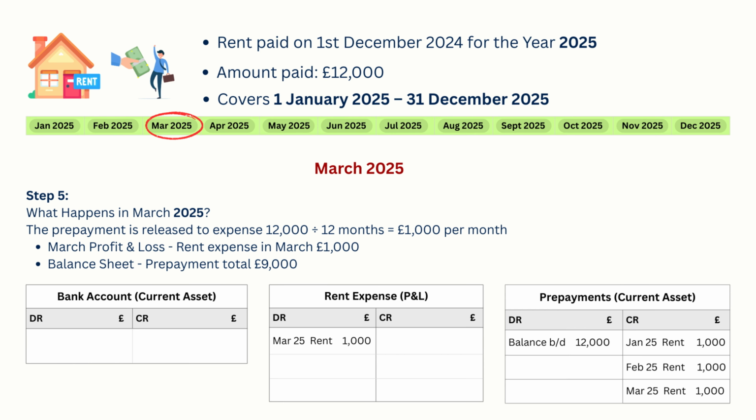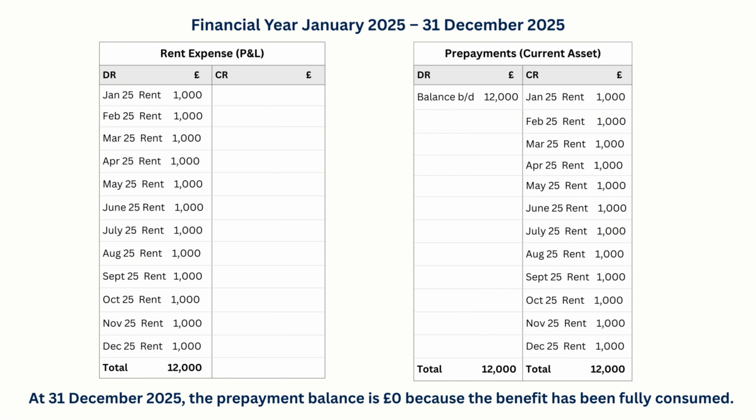In March 2025, once again, 1 month of rent is used, so the profit and loss account shows another £1,000 rent expense. The prepayment reduces further to £9,000. Each month follows the same logic. The profit and loss account shows the expense for that month only. The balance sheet shows what is still unused. This same pattern continues every month until December 2025. Each month, £1,000 is charged to the profit and loss account. The prepayment reduces by £1,000. By the end of December 2025, the total rent expense recognised in the profit and loss account is £12,000.